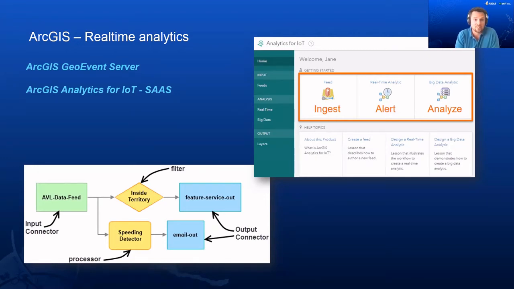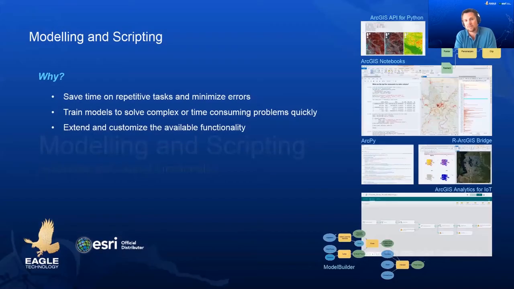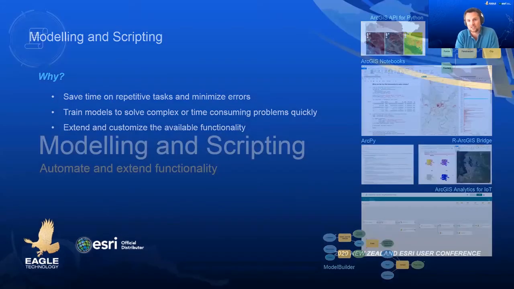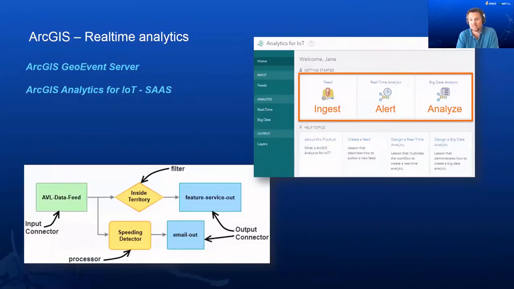And ArcGIS GeoEvent is the on-premises solution for ArcGIS Enterprise. And new is ArcGIS Analytics for IoT. That provides a SaaS solution, so a services solution that scales to your needs without you having to manage it. What it also does, it adds inbuilt option to do big data analysis on all the ingested data to find patterns and locations.